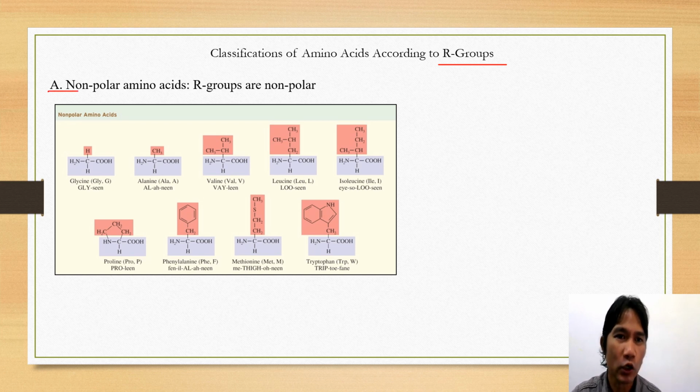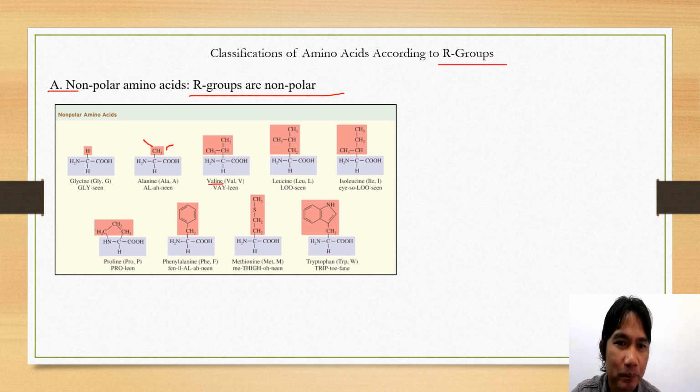First, we have non-polar amino acids. The reason why they are non-polar is because their R groups are non-polar. Say for example, alanine. The R group that is highlighted in pink is CH3, methyl. Remember, we know that methyl, CH3, is a hydrocarbon. Remember, hydrocarbon is non-polar.